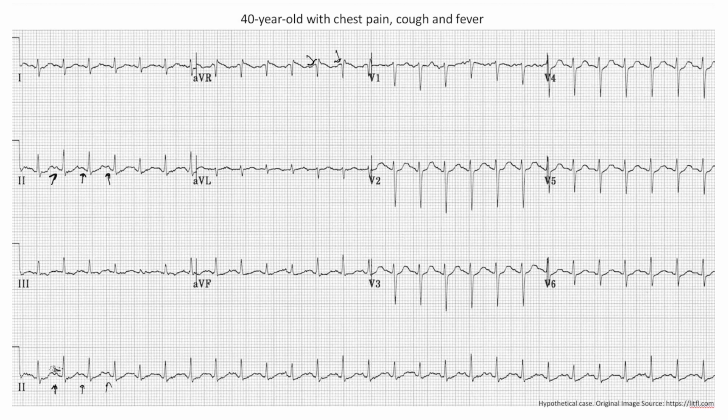The PR interval seems to be fairly constant, and every P wave is followed by a QRS complex. So this would represent sinus tachycardia.